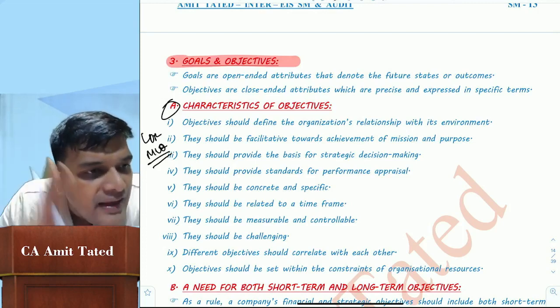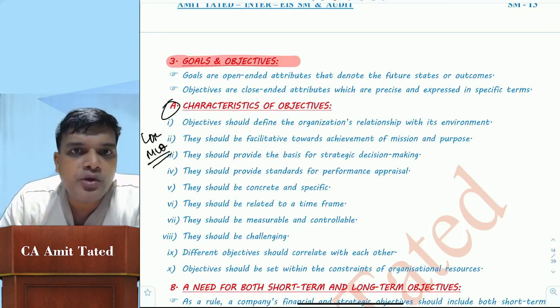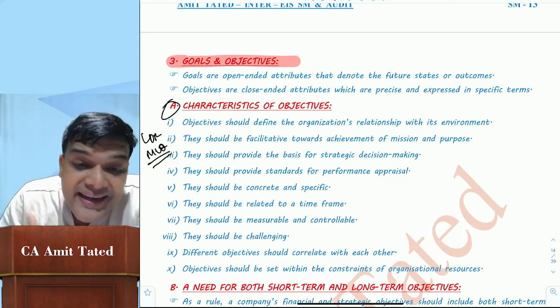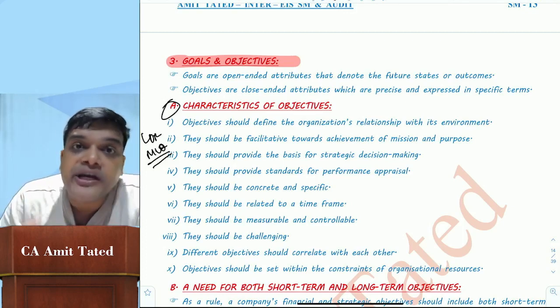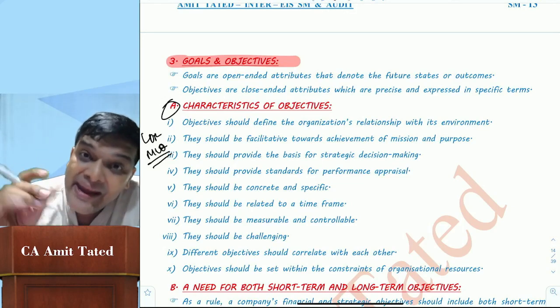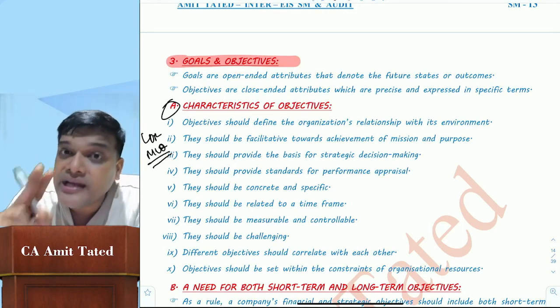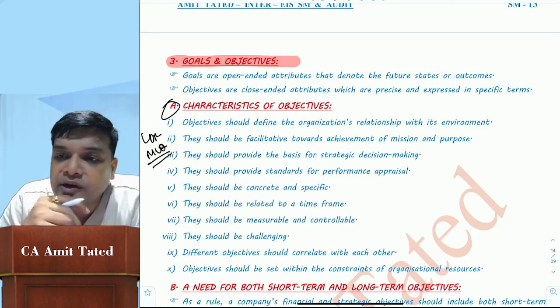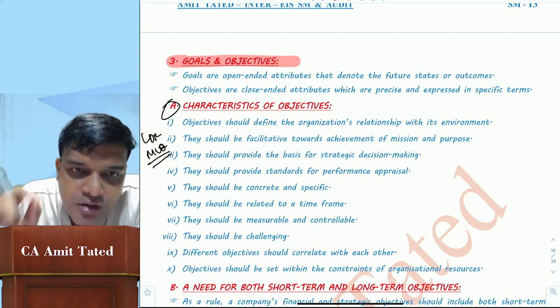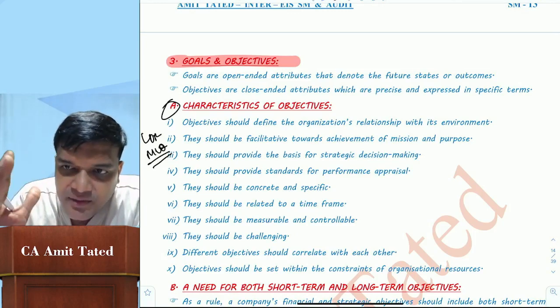You want to clear CA Inter, this is your goal. You want to become a CA, that is your goal. But if I say I need to clear CA Inter in November 22, now this is your objective. So an objective should have both the time and the particular task clear. That is what is called close-ended. I do think everybody is clear on close-ended. It should be specific and controllable, that's it. Did you understand the logic?